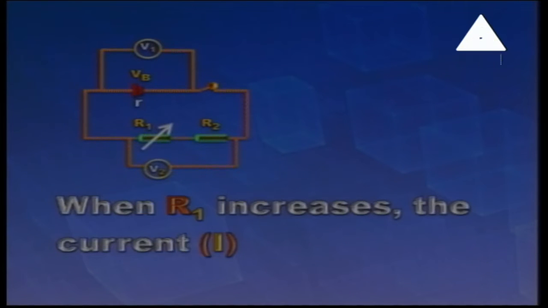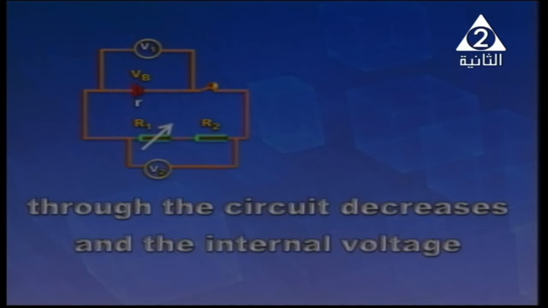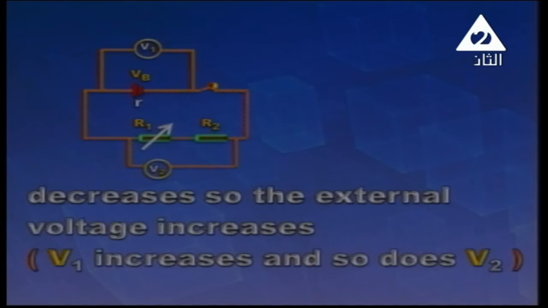Okay, so what happens when R1 is increased? When R1 increases, the current of course decreases through the circuit. And internal voltage depends on the current, and it is proportional to the current. Current decreases, internal voltage decreases. And when internal voltage decreases, external voltage should increase because the sum of both of them is constant, which is V battery. So V1 increases, and of course V1 is the same as V2, so both of them will increase.